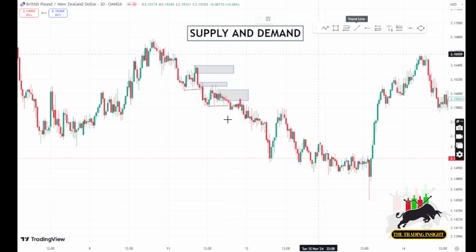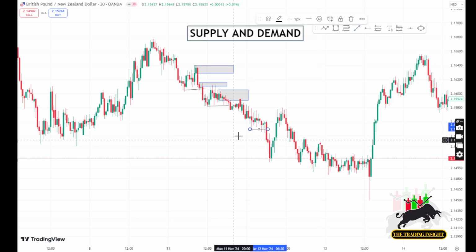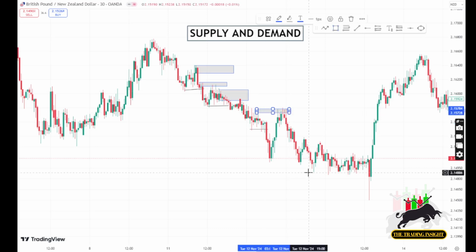Now let's check out another example. This is also a break of structure, and this is the last zone, demand zone or supply zone either, that moved price to break out from here. And the same thing goes on and on. So now let's look at a bullish chart, like an uptrend. Let's spot our supply and demand zones.